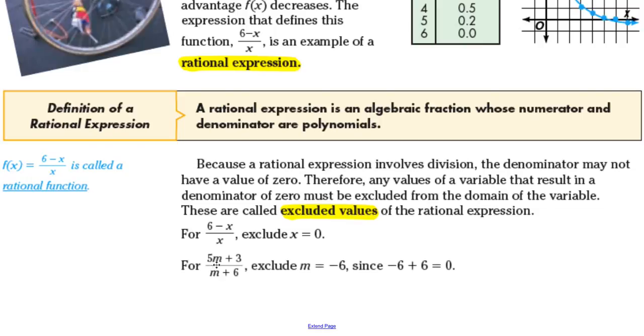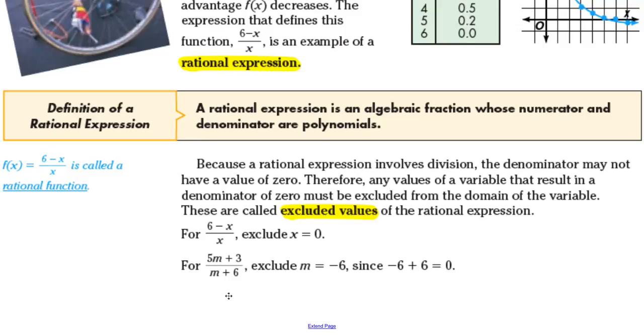Let's say you have 5m plus 3 all over m plus 6. The excluded value for m would be negative 6, because if m were equal to negative 6, negative 6 plus 6 would be equal to 0, and the function would be undefined.